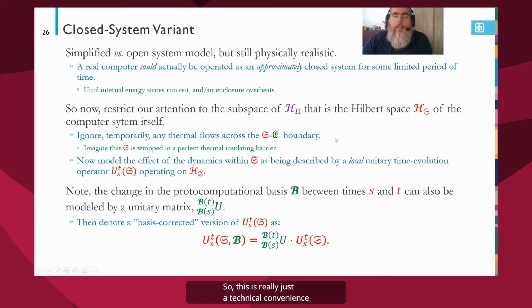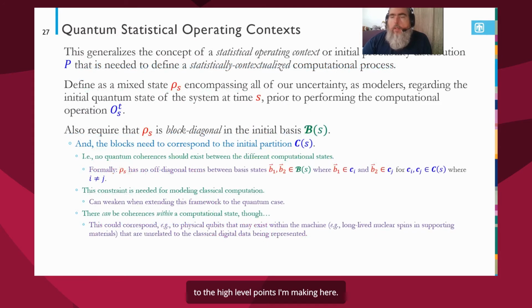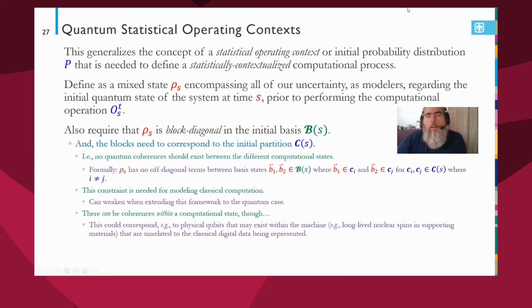So this is really just a technical convenience that lets us describe things in terms of unitary dynamics operating on the computer system itself. So it just simplifies our description of the system a bit. There are some more technicalities here having to do with accounting for the change in the computational basis over time, but they're not that important to the high-level points I'm making here.